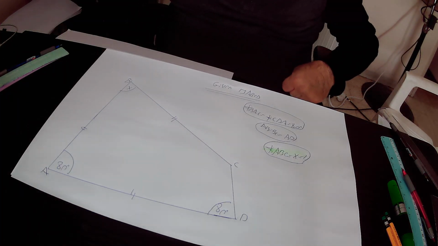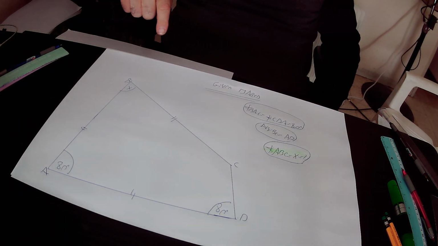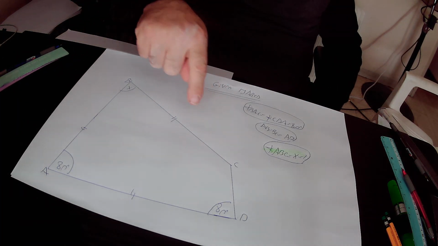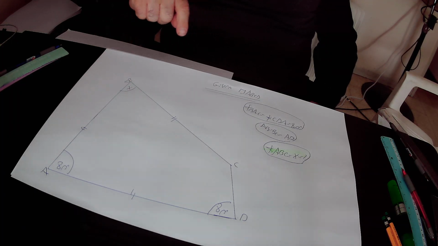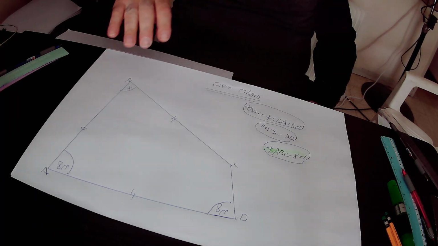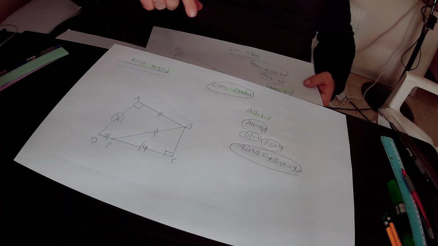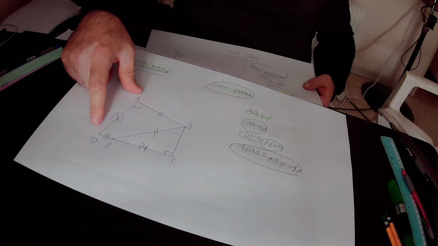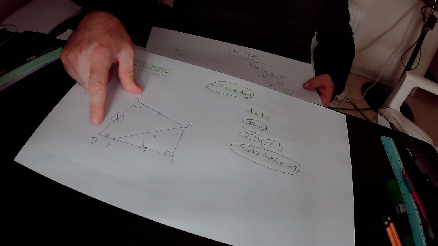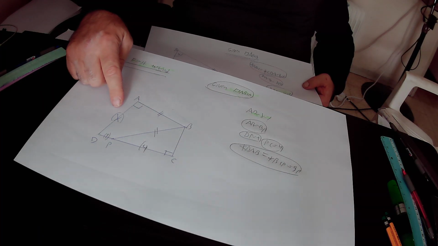Hello, in this lecture I will answer two questions. The first question, we will find out the size of this angle ABC, which equals x. We have to find out the value of angle x. And in the second question, we will find out the length of line segment AD. This is also equal to x. So we have to find out the length of line segment x.